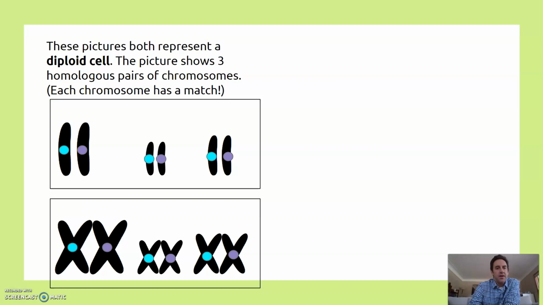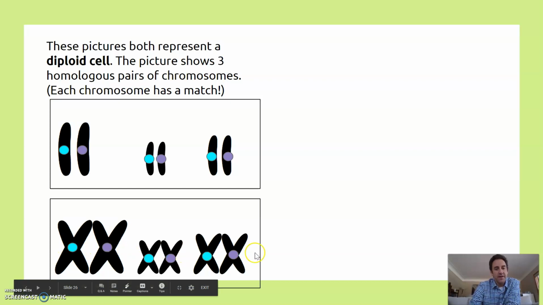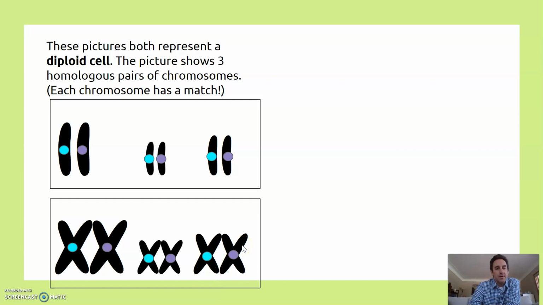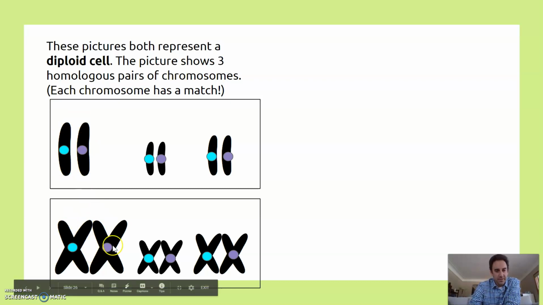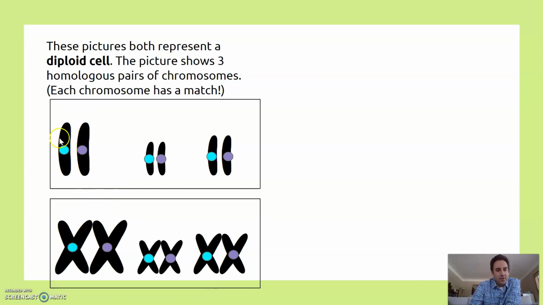So take a look at this picture. These represent a diploid cell with 3 homologous pairs of chromosomes. Remember, you can count the centromeres. 1, 2, 3, 4, 5, 6 total chromosomes. So we would say this is a diploid cell. During cell division, when those chromosomes replicate, there's still 6 centromeres. 1, 2, 3, 4, 5, 6. So we still have 6 chromosomes total, and we'd still say 2n is equal to 6. It's just whether it's replicated or not. And note that each chromosome has that partner.